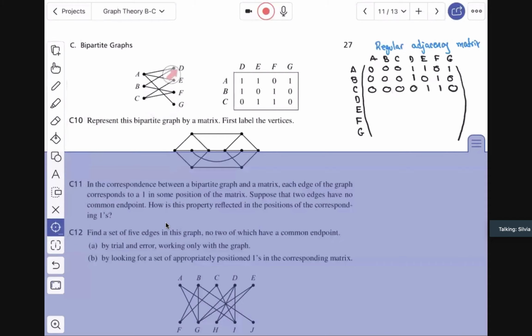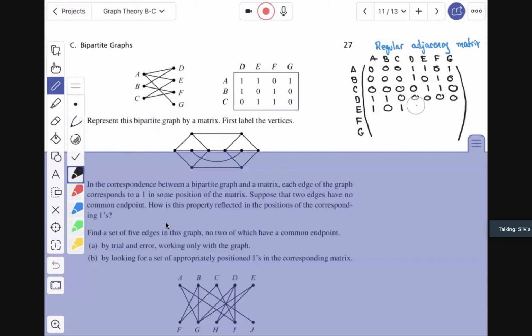Then D is adjacent to A and B, and the rest are 0s. E is adjacent to A and C, and the rest are 0s. F is adjacent to B and C, the rest are 0s. And finally, G is only adjacent to A, and the rest are zeros. That's the regular adjacency matrix.